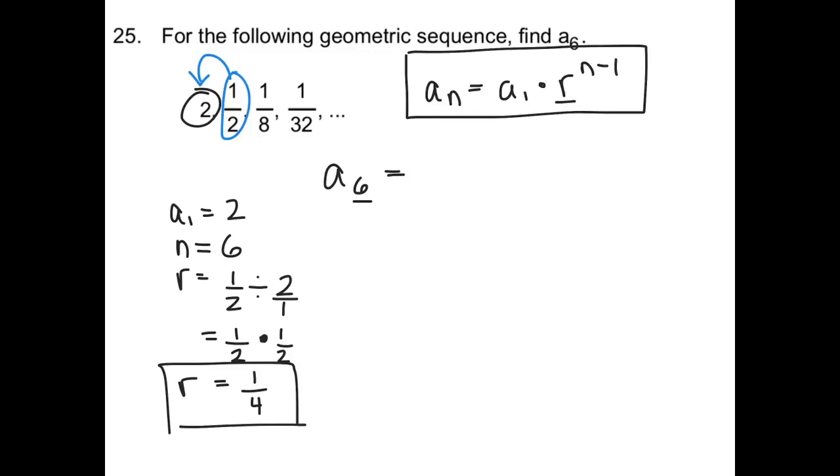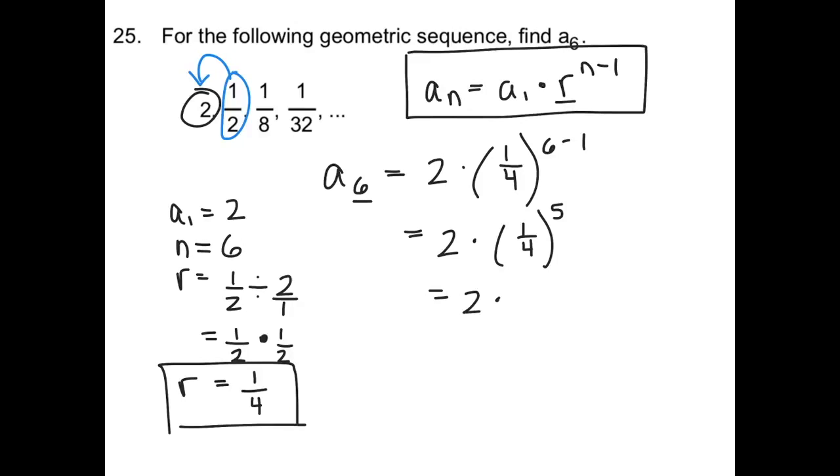Now I'll plug these values in to my formula. So a6 is 2 times 1/4 to the 6 minus 1 power. First, you simplify the exponents. So 6 minus 1 is 5. Next, we're going to raise the 1/4 to the 5th power. I can apply the power rule, which just says I can apply the 5 to the 1 and the 4. So this is 1 to the 5th power over 4 to the 5th power.